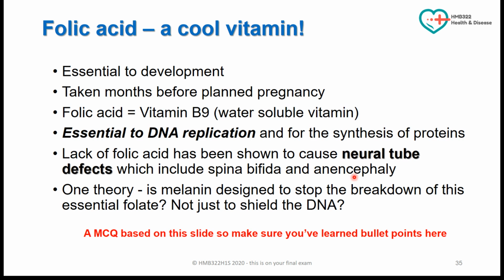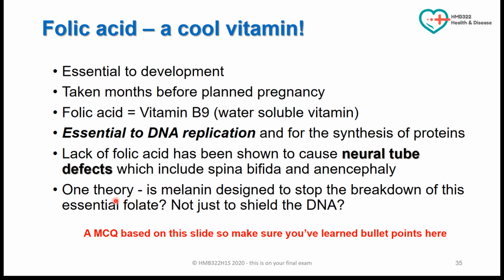If you lack folic acid or vitamin B9, it's been shown to result in a number of neural tube related birth defects. So not having enough in your diet or not having enough supplements causes neural tube defects as well as spina bifida and anencephaly, or inappropriate formation of the brain.